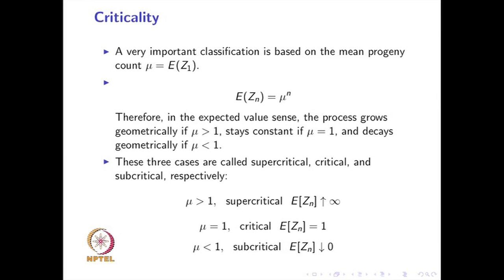That means if mu is greater than 1, then the process is called supercritical. In this case, the expectation of Zn tends to infinity. When mu is equal to 1, the process is called critical, and expectation of Zn is equal to 1 as n tends to infinity. When mu is less than 1, the process is called subcritical, and expectation of Zn will tend to 0 as n tends to infinity.